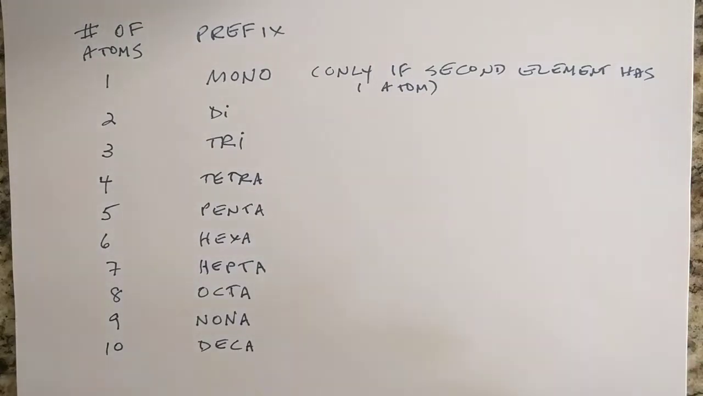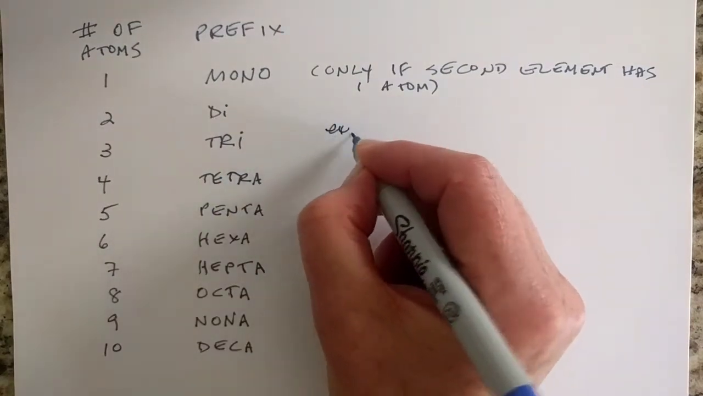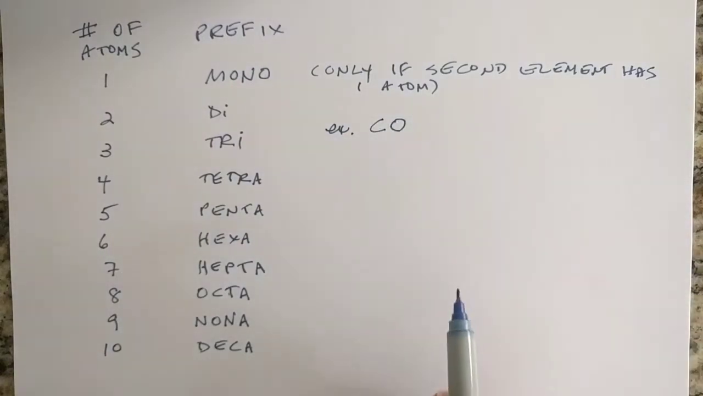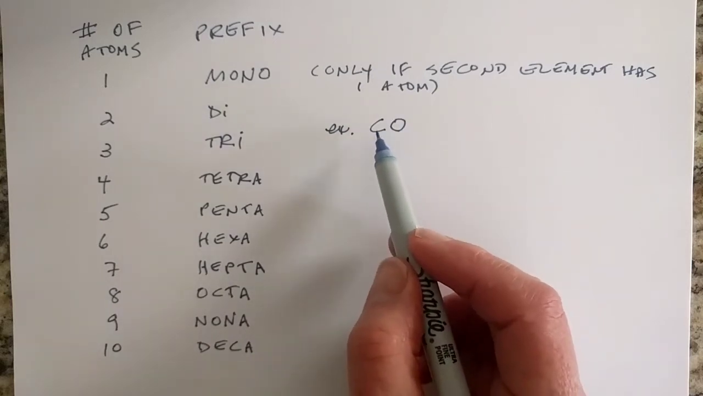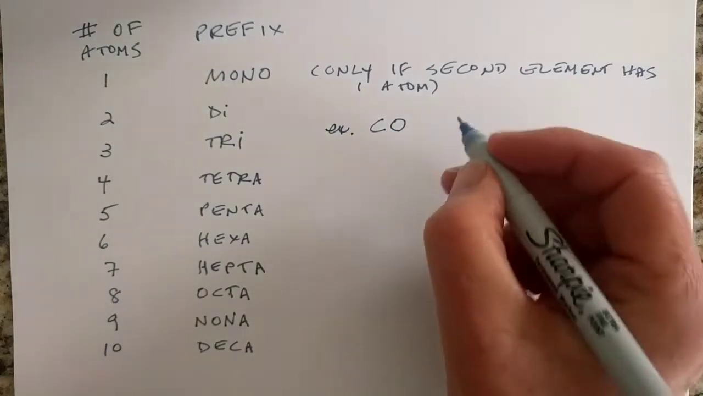Okay, so let's do some examples and put this into practice. So example, and I think you'll probably recognize this one. If we have the formula CO, now we want to name it. So our first element, carbon, has one atom, so we don't need the mono for that. So we just write carbon.